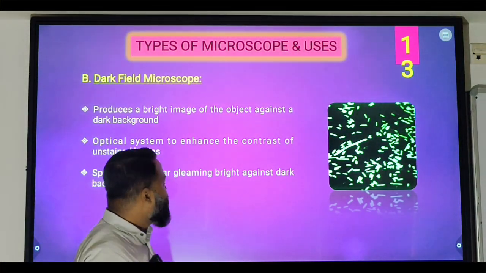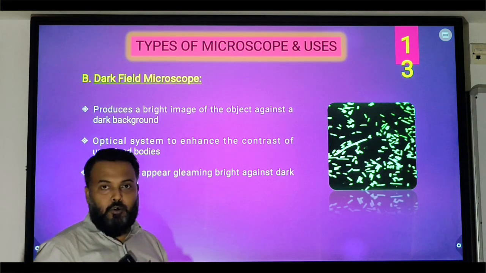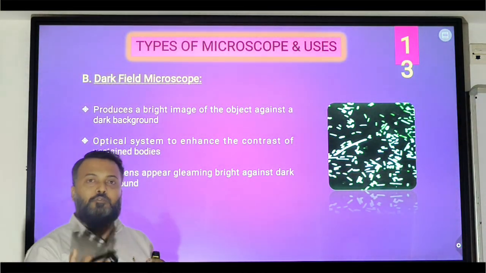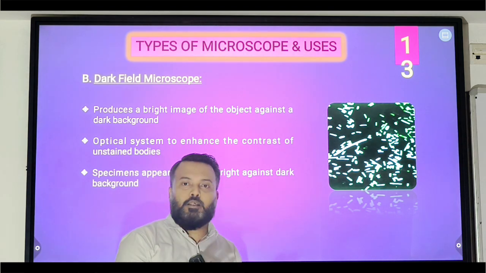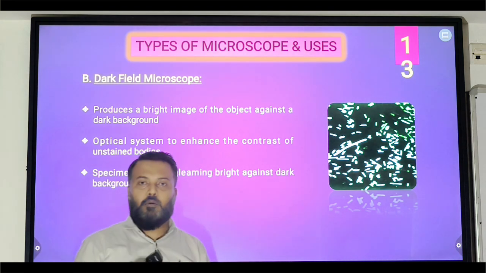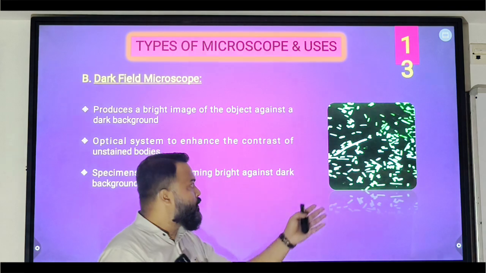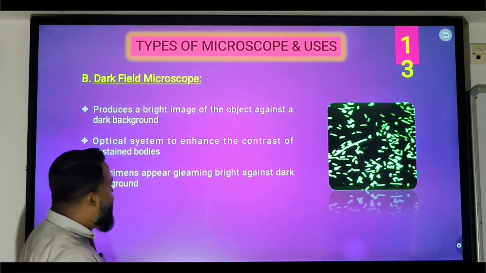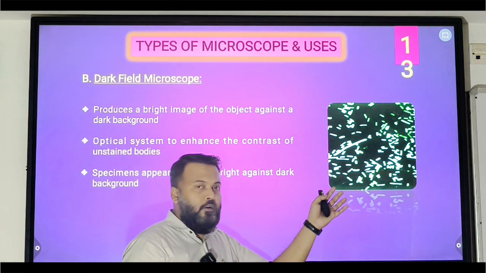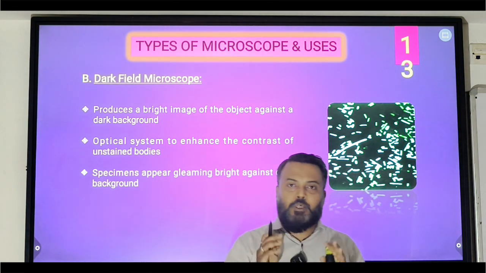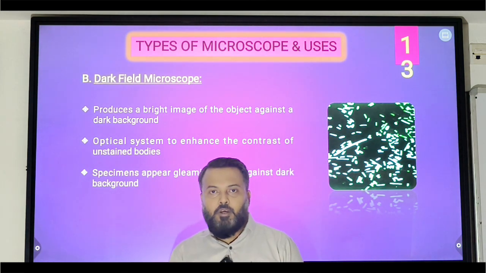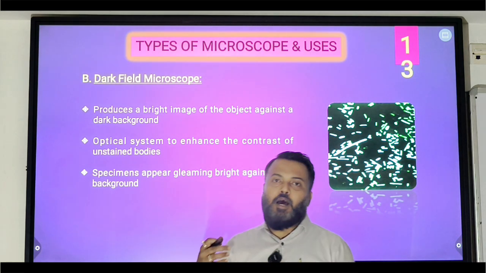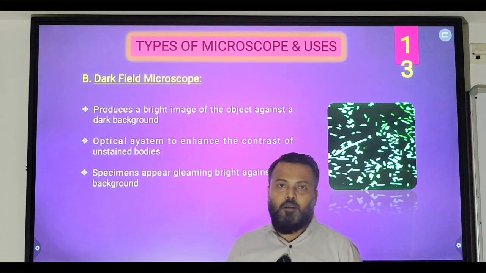It is an optical system to enhance the contrast of unstained bodies. Here, as the background is darker, if you want to visualize an unstained body, that means you are not staining with any kind of stains, then also you can visualize it under this microscope. Specimens appear gleaming bright against a dark background. So the specimens you will be able to observe will be gleaming bright as compared to the bright field microscope.